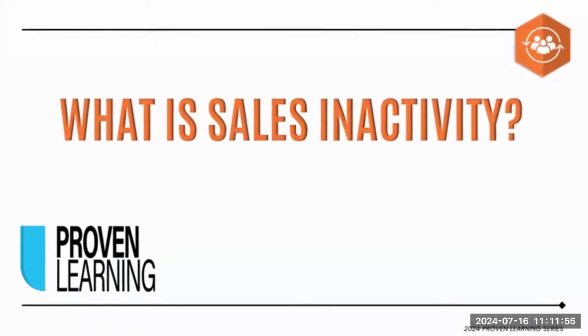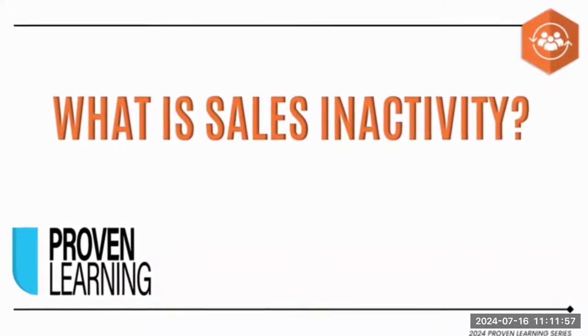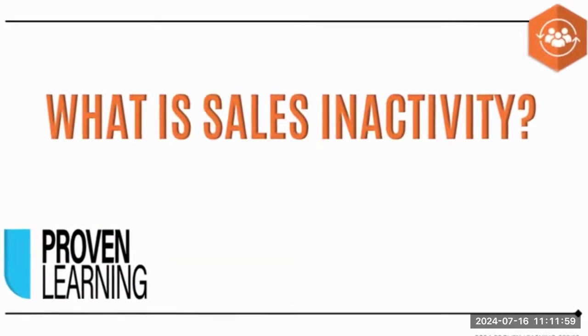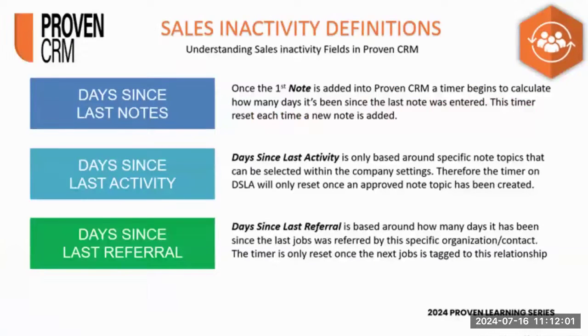For this next part, we will review sales and activity, what it means, and understand the different fields used to track it. The days since last notes field pertains to tracking the duration since the most recent note was entered. When the first note is added to Proven CRM, a timer starts counting the days since that note. Subsequently, each time a new note is added, the timer resets.